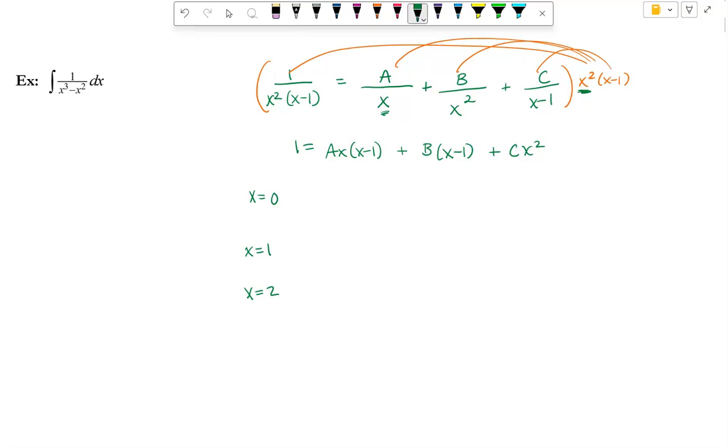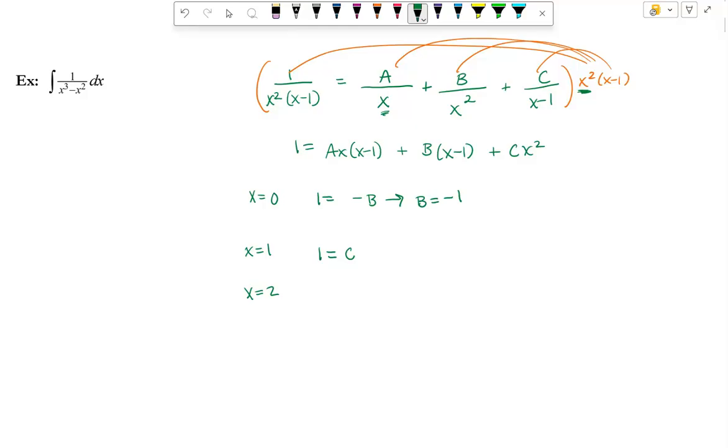All right, so when x is 0, I get 1 equals, all of my junk for a cancels out, plus b times 0 minus 1. So that's a -1b. And then c times 0 squared. So I get 1 equals -b, so b equals -1. All right, when I plug in a 1 for x, I still have a 1 on the left. This becomes a times 1 minus 1, so a times 0, that cancels out. I have b times 1 minus 1, so b times 0, and then c times 1 squared. So I get c equals 1.